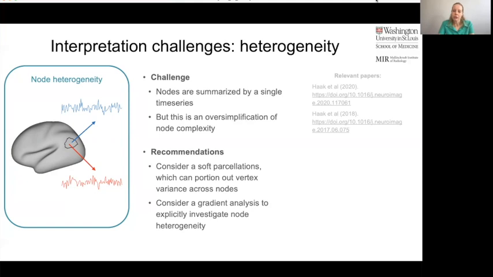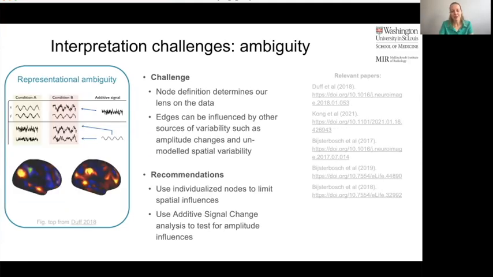So some recommendations for looking into this further is, first of all, to consider a soft parcellation instead of a hard parcellation, where we can portion out different amounts of variance within the same vertex to contribute to one node and to contribute to another node. Another potential option here, if you're interested in this heterogeneity, is to consider doing a gradient analysis to explicitly investigate different modes of organization within a node. And again, I'd encourage you to look at some of these papers on the right here to learn more about this.